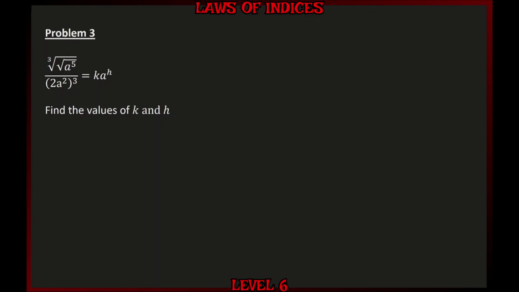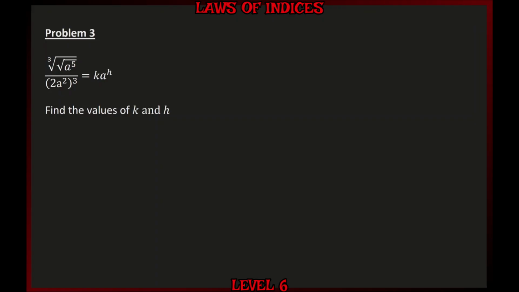In problem 3, we're told that the cube root of the square root of a to the power of 5 over 2a squared raised to the power of 3 is equal to k times a to the power of h. And we need to find the values of k and h. Now, looking at the right hand side, we have a to the power of h. So what we want to do with the expression on the left hand side is write it as a power of a. So we need to start by removing the roots on the numerator and the brackets in our denominator, and we can hopefully then use the laws of indices to simplify this into the form that we want.